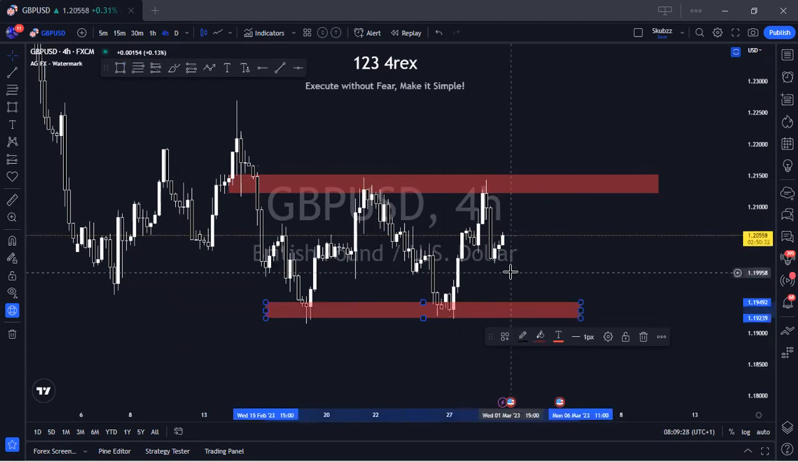Me, I'm not going to trade something like GBPUSD until it exits the range properly. Okay. Yeah, I'm not going to trade it.